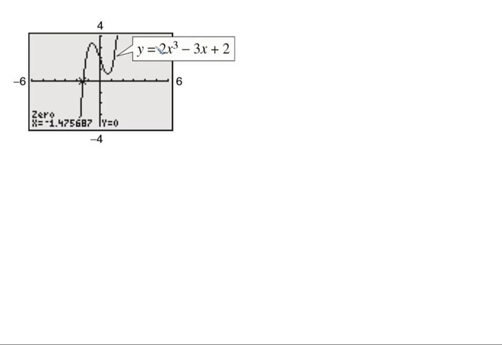Okay, now remember we had this is equal to 0. So where's the y equals 0? Y is 0 here, based on the x-axis. So where does this graph cross the x-axis? Wherever it crosses the x-axis, that's your answer right there. So use your calculator. You're going to have to approximate that. So it turns out x is equal to negative 1.475687, and that would be your answer. Okay?